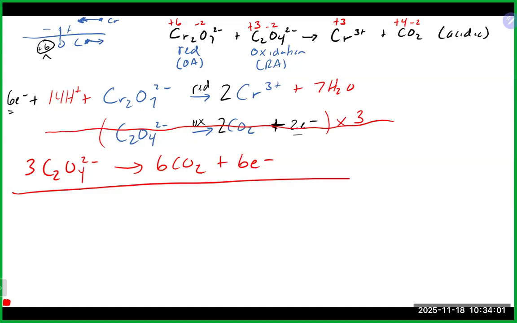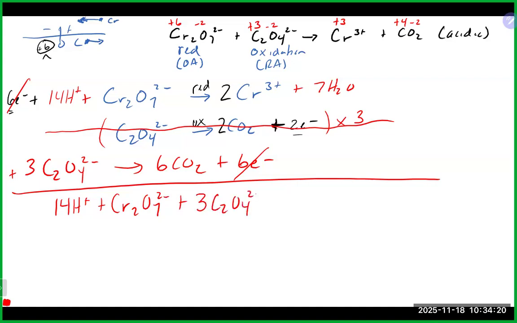I'm going to then add. We should get rid of our electrons. And I think in this case, that is all we're going to get rid of. So everybody on the left will stay there. So 14 H+ plus Cr2O7 2- plus 3C2O4 2- goes to the other side, 2Cr3+, 7 waters, and 6 CO2.